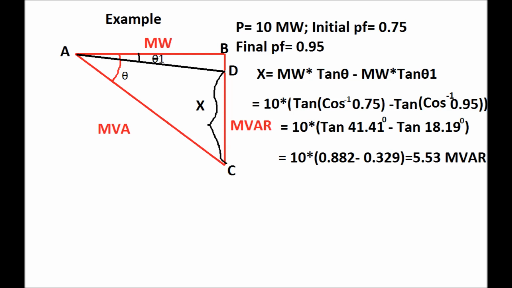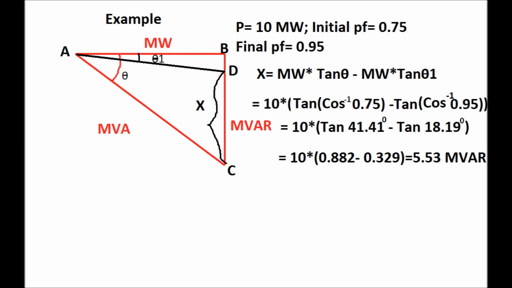Now cos inverse 0.75, that is the value of theta, is equal to 41.41 degrees, and cos inverse 0.95, that is the power angle at the final power factor 0.95, is 18.19 degrees. So 10 into tan 41.41 minus tan 18.19. So the required size of the capacitor bank equals 10 into 0.882 minus 0.329, which comes to 5.53 megavar.